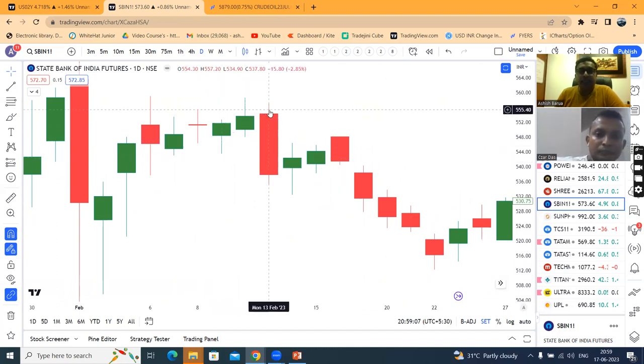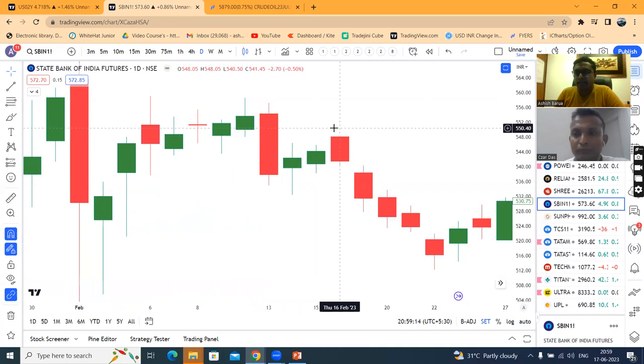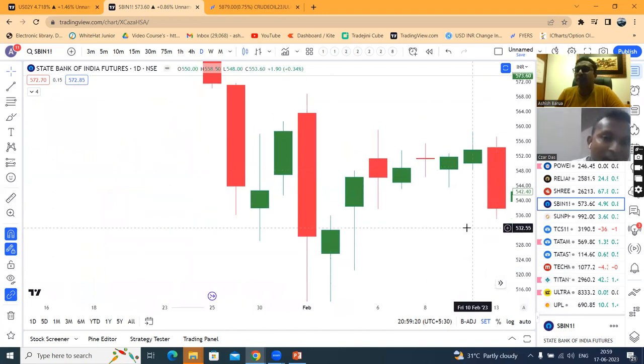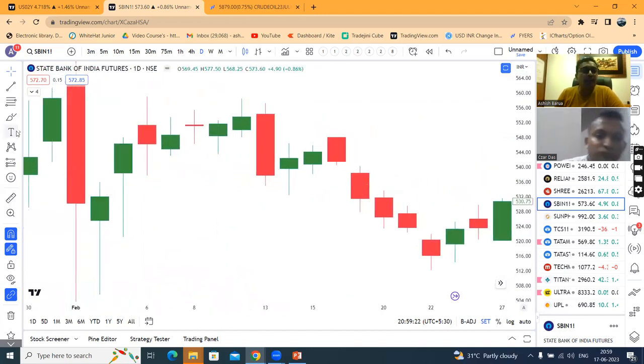Yani generally candles mein higher wicks bhi reh sakta hai, lower wicks bhi reh sakta hai. But at times, either higher wicks nahi rahega ya lower wicks nahi rahega. Aur kabhi kabhi open and low same, close and high same. It will be in such a case.